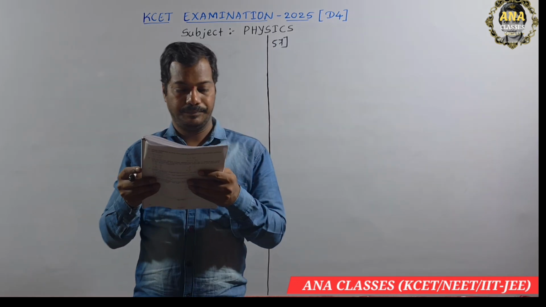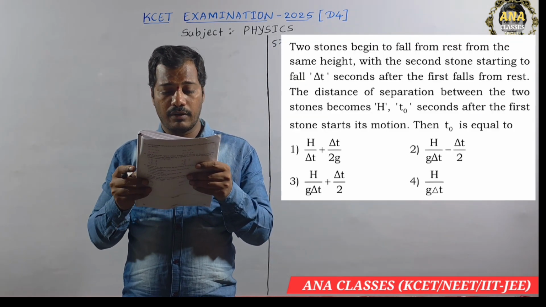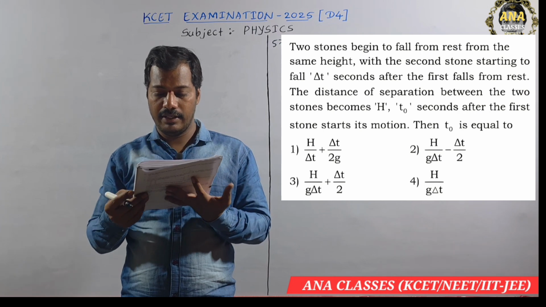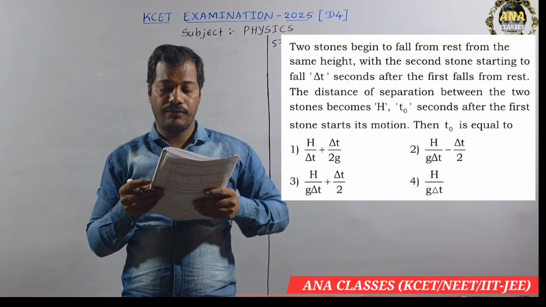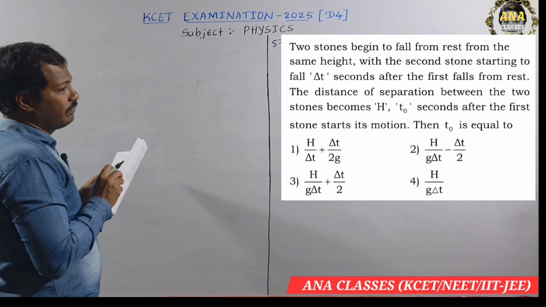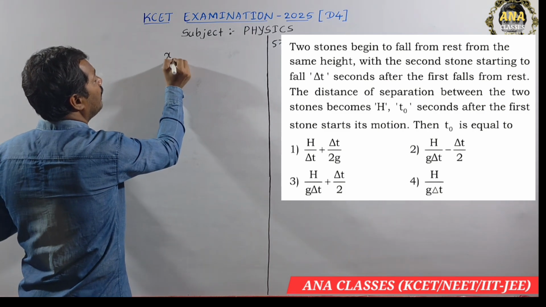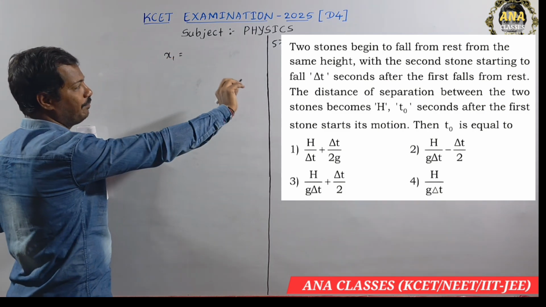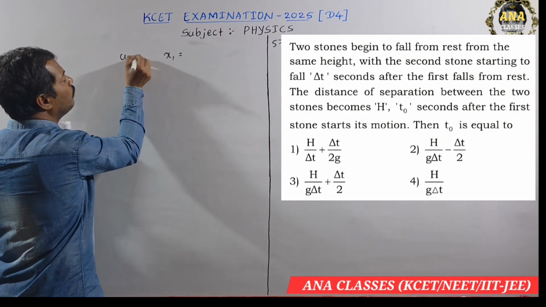Question number 58. Two stones begin to fall from rest from the same height. The second stone starts to fall delta t seconds after the first. Both start from rest. The first ball covers a certain distance, x. Starts from rest means u equal to 0.